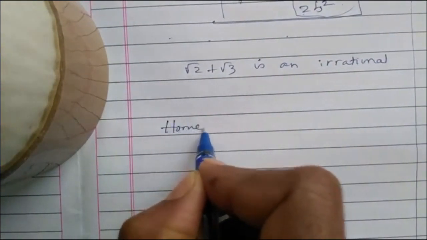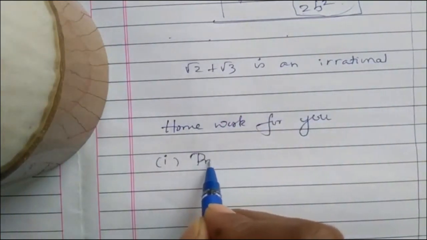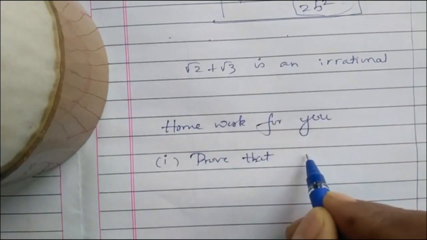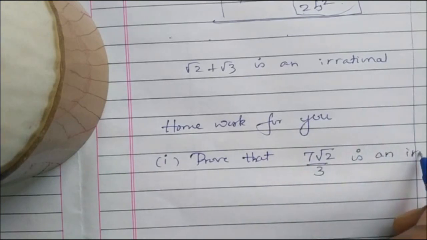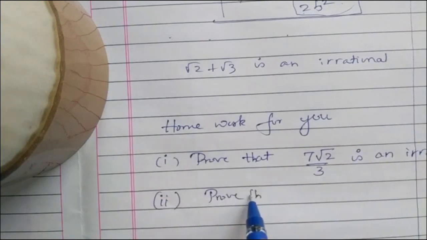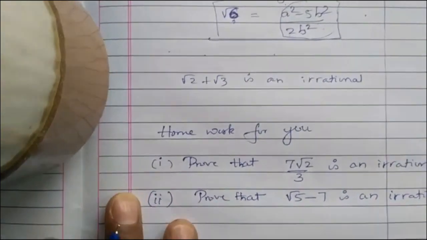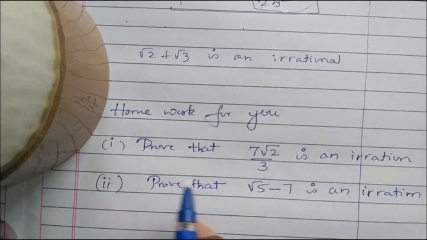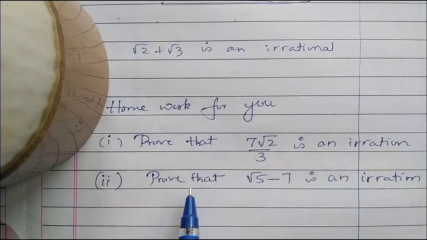Friends, homework for you. Prove that 7 root 2 divided by 3 is an irrational. Second, prove that root 5 minus 7 is an irrational. I hope you people will try. Prove that 7 root 2 divided by 3 is an irrational, and prove that root 5 minus root 7 is an irrational.